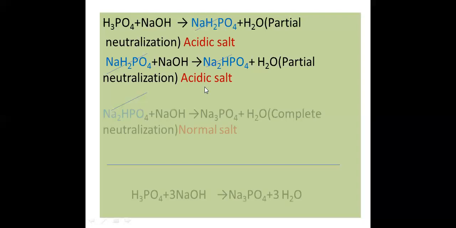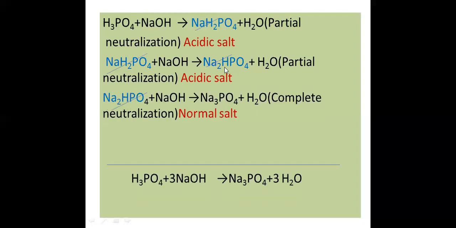In the third step, this disodium hydrogen phosphate will be the reactant and we will treat it with the third molecule of sodium hydroxide. Now, this one hydrogen atom which is left will be replaced by the sodium metal, and now we will get sodium phosphate. All the hydrogen atoms are replaced by the sodium metal. So complete neutralization and the salt is called normal salt.